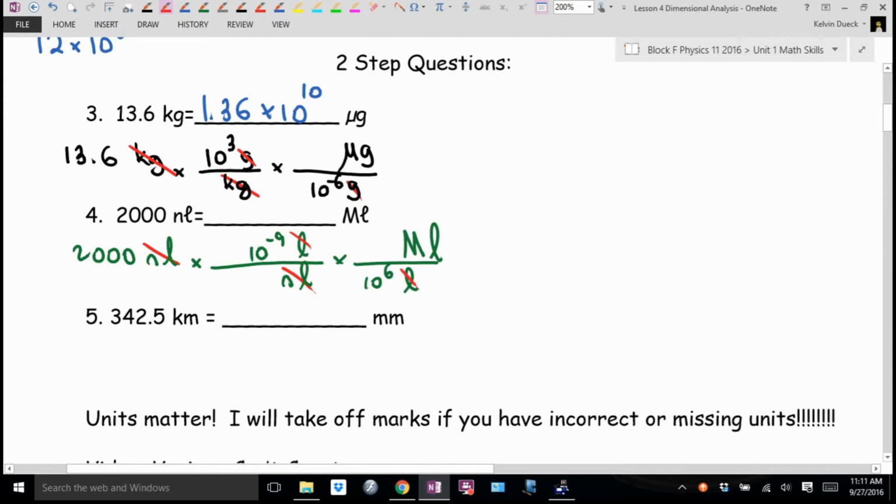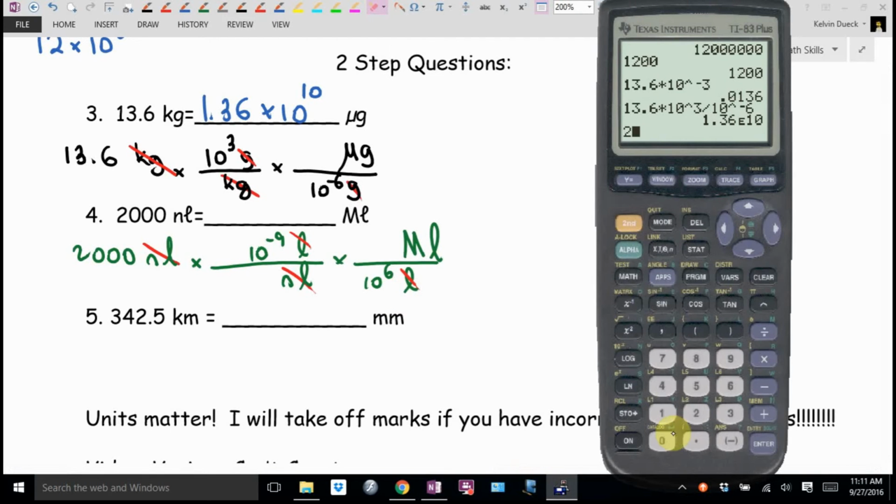Now what I'm going to type on my calculator, and again, Kennedy, the reason I use this method is it answers whether I'm dividing or multiplying. Numbers on top, I'm going to times. Numbers on the bottom, I'm going to divide. So on my calculator, I'm going to go 2,000 times 10 to the negative 9 divided by 10 to the 6th. And I end up with, oh, I get an answer in scientific notation, 2 times 10 to the negative 12 megaliters.